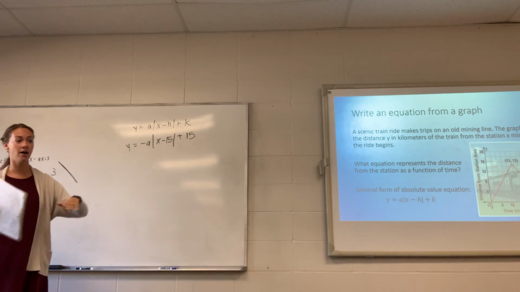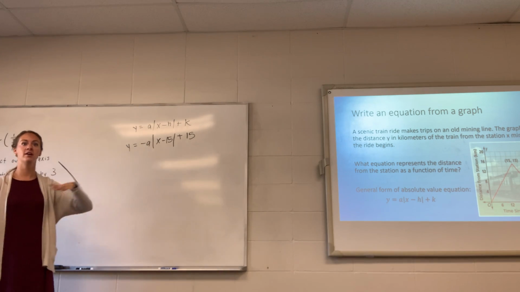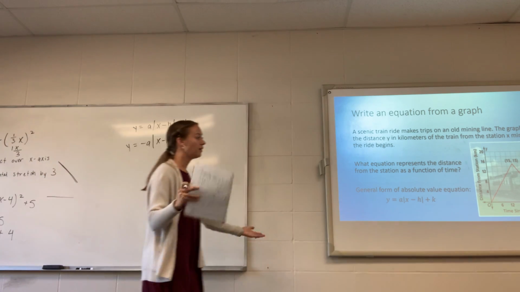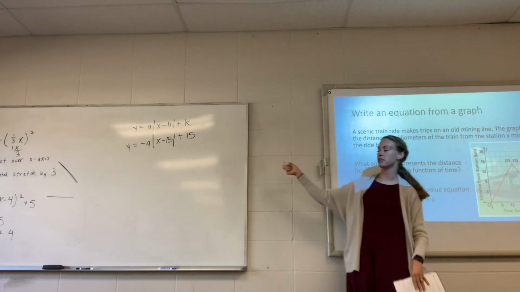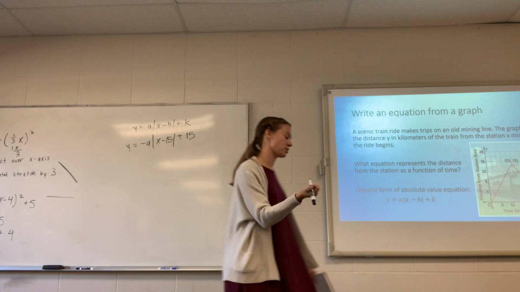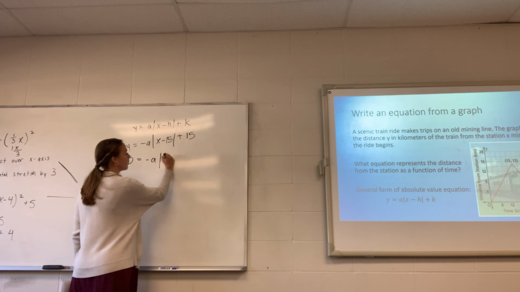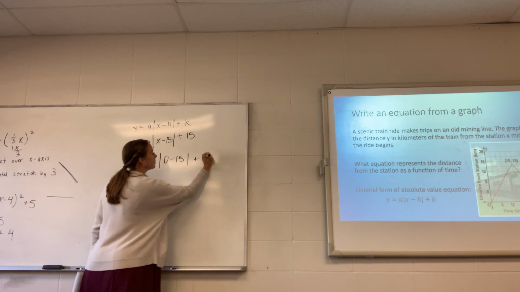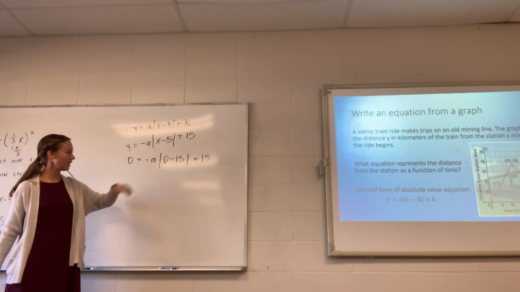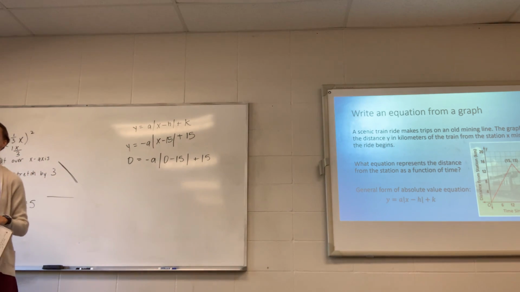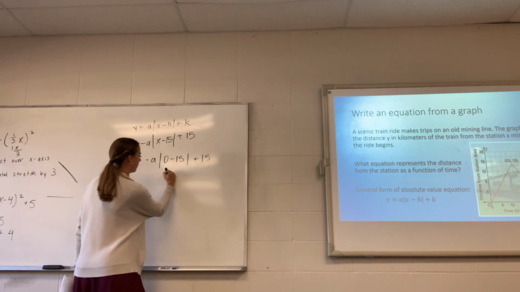So I can put any other point on my graph in for my X and my Y, and then I can solve this for my A to figure out if it's stretched or compressed. And I like to do things the easiest way possible. So right here, I'm at 0, 0, right? So I'm gonna put the 0, 0 in for my X and my Y, because those are easy numbers to work with. So I have 0 is equal to negative A, absolute value of 0 minus 15, plus 15. Now all I'm gonna do is solve this for A. Okay, so if I take 0 minus 15, what do I have? Yeah, it's gonna be negative 15, but then because of the absolute value, it's positive 15, right?